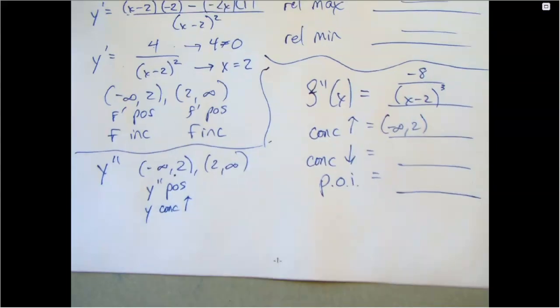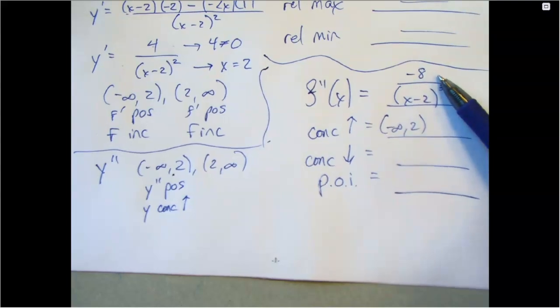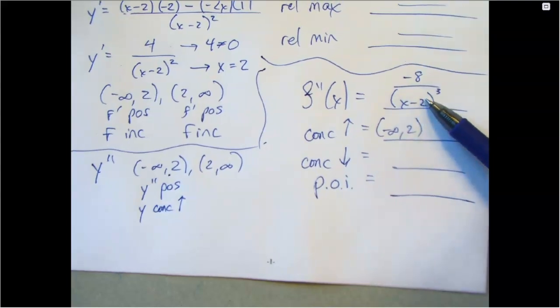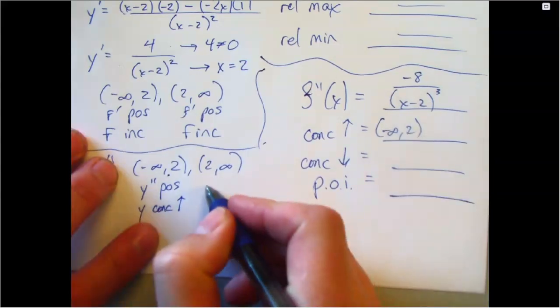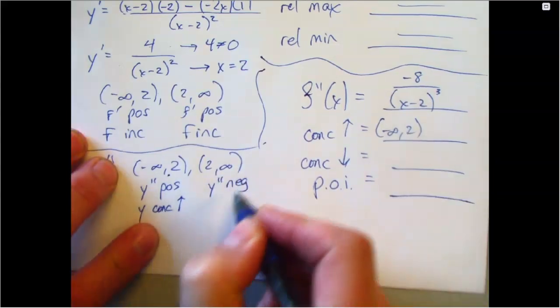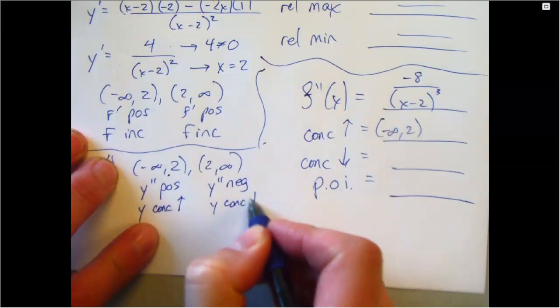To infinity, let's say I pick 10. That'll give me a negative number on top, and that'll give me a positive number on the bottom. Negative over positive is negative, so y double prime is negative, which means y is concave down.